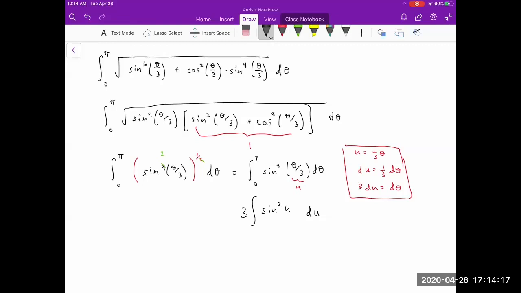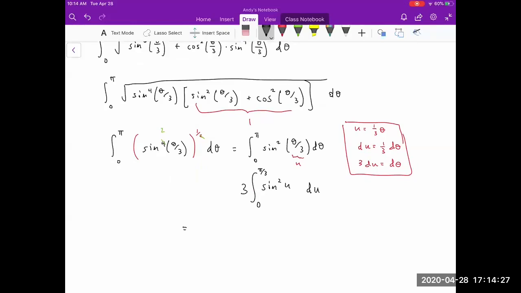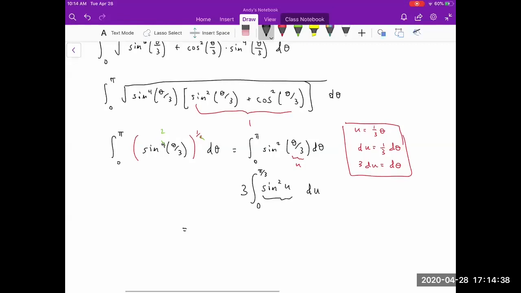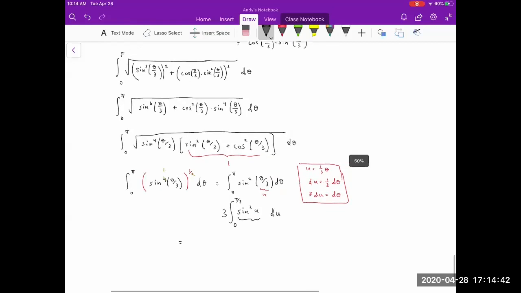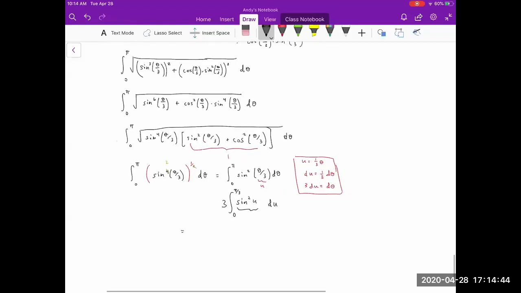Also, we have to divide each of the limits by 3 to get new u limits. 0 over 3 is 0. Pi over 3 is pi over 3. And remember, the antiderivative of sine squared, we don't have to do the whole thing again. We can just go look back up. Zoom out a little bit. What is it? Can you zoom out a little bit? Is that okay? Yeah, thank you. So again, we could go and look back to what we got there.